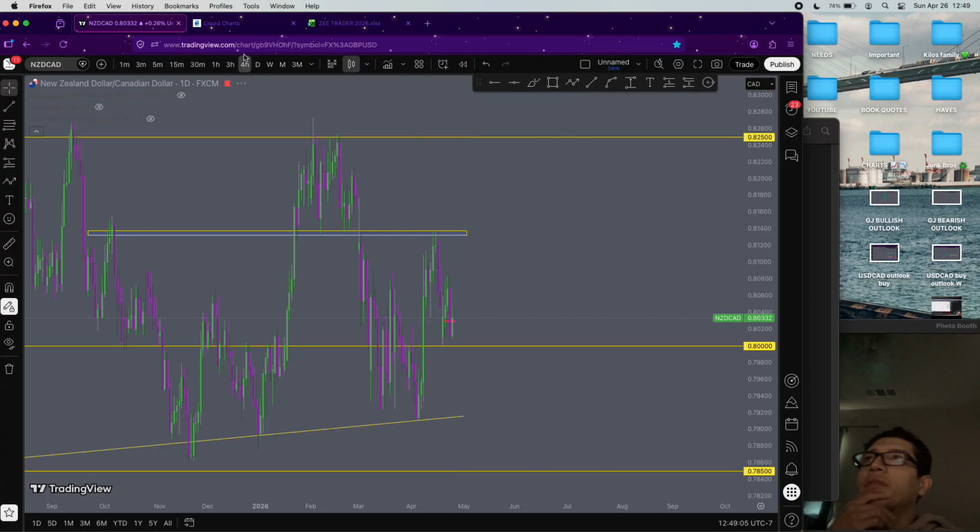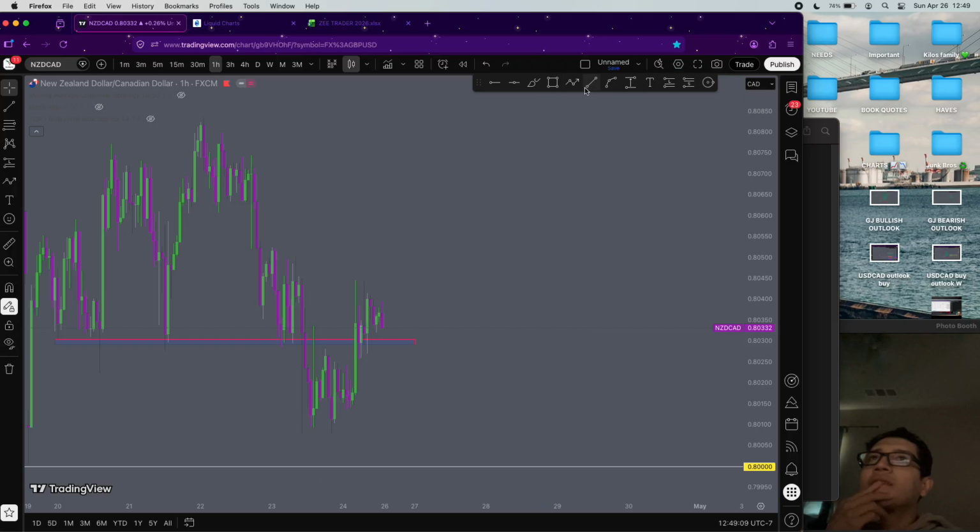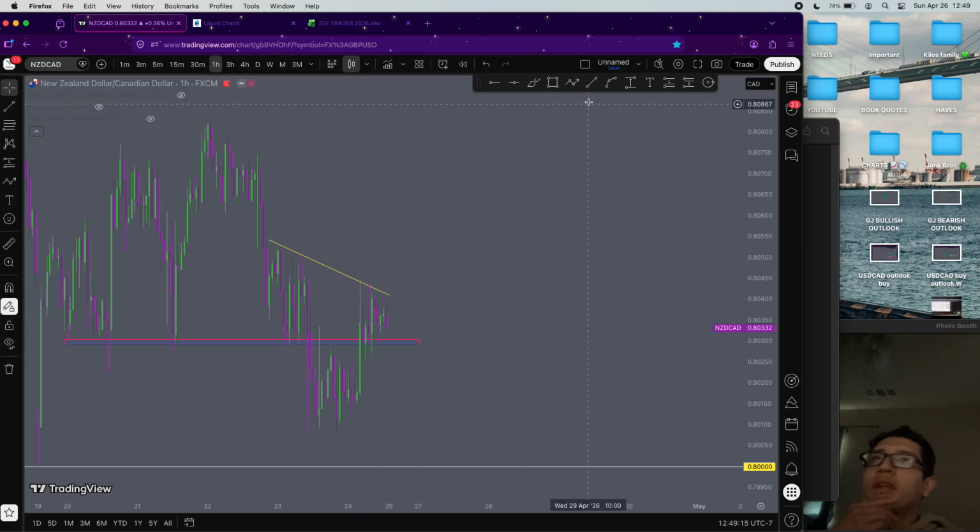So now we just have to wait for the 4 hour and the 1 hour to be fully bullish. Maybe we could break this area of this little trend right here. This could be a trade opportunity right here.